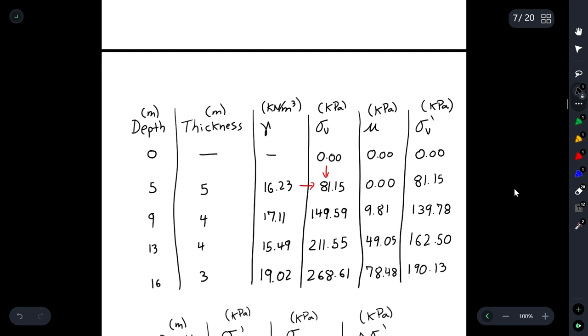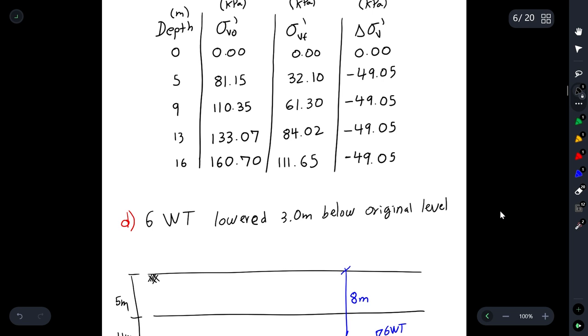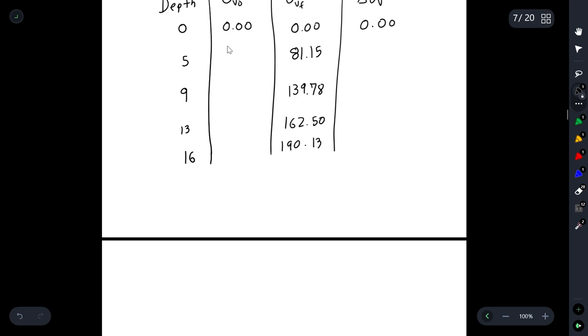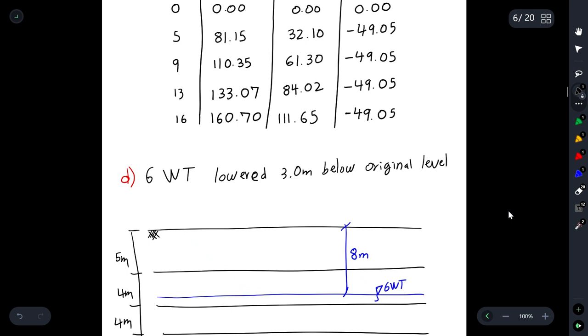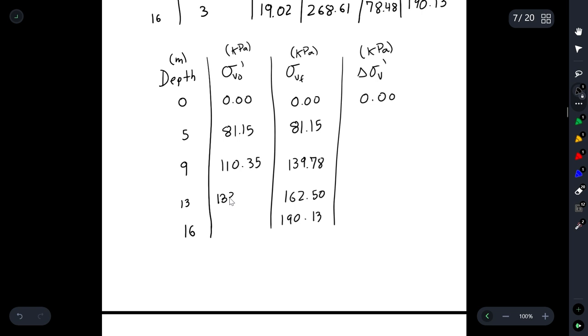The original values were 81.15 and 110.35, then we get 133.07 and 160.70. So we're gonna do again the same calculation, the final effective stress minus the initial effective stress.